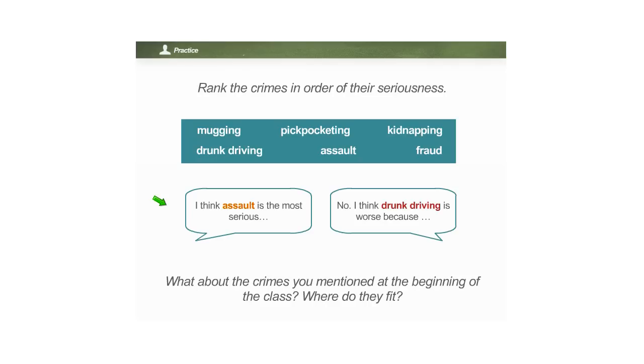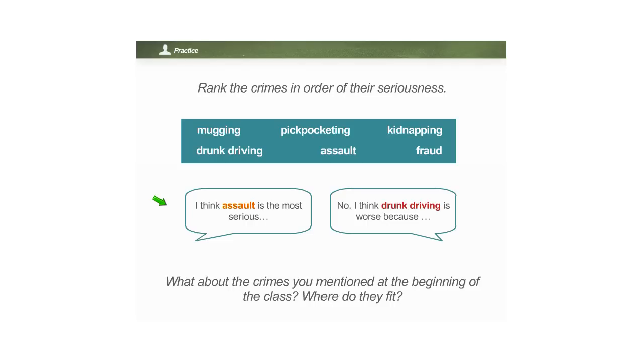I think drunk driving is the least serious, because it's very common for drivers, and usually the drunk driver receives some penalty for solving the cases. That's all. Thank you.